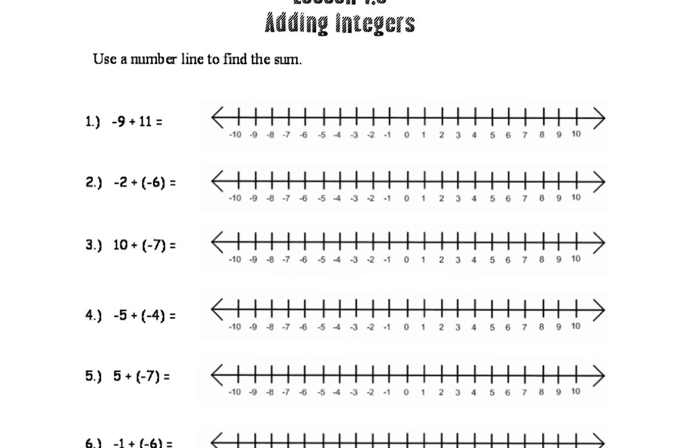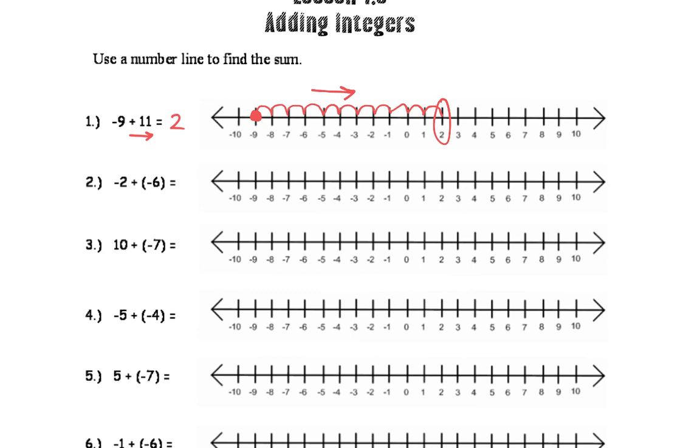So whatever the first number is, that's where I'm going to start at on my number line. And since I'm adding 11, whenever I'm adding a positive number, I'm always going to move to the right. So I'm going to move to the right 11 spots. 1, 2, 3, 4, 5, 6, 7, 8, 9, 10, 11. And you'll notice that I end here at 2. So I know that the answer to my question is 2. -9 plus 11 is positive 2.